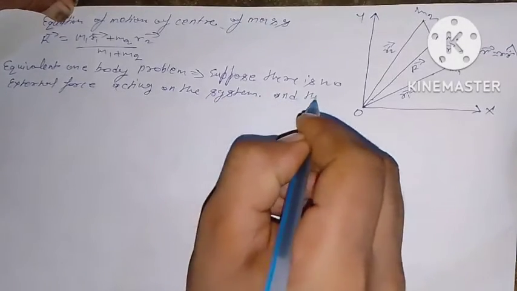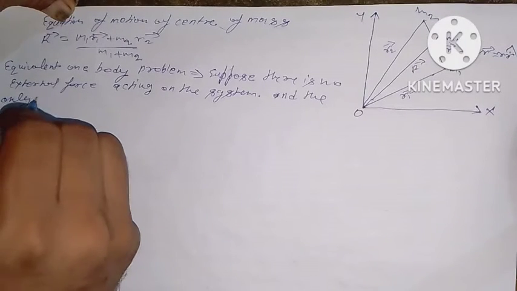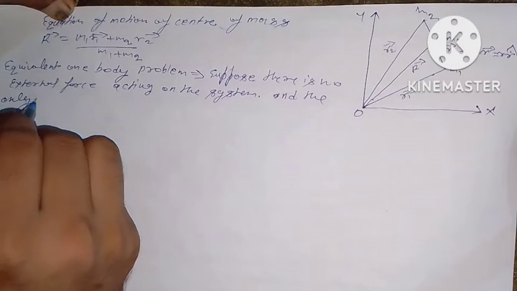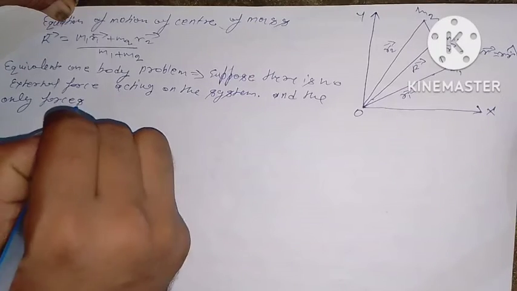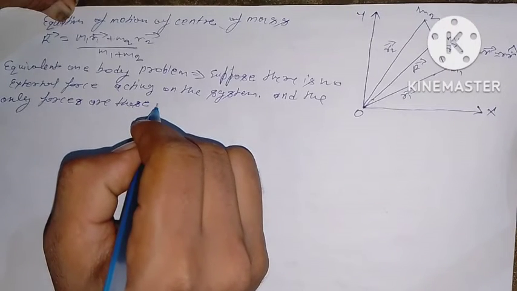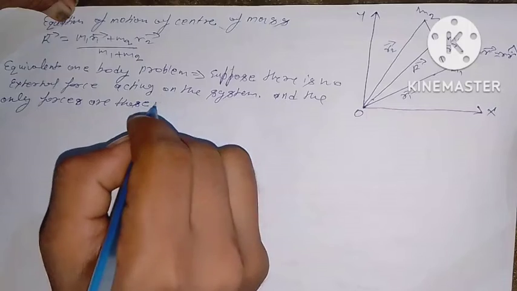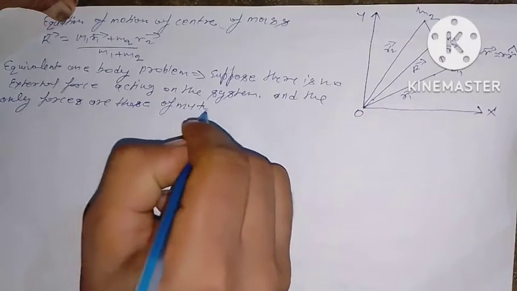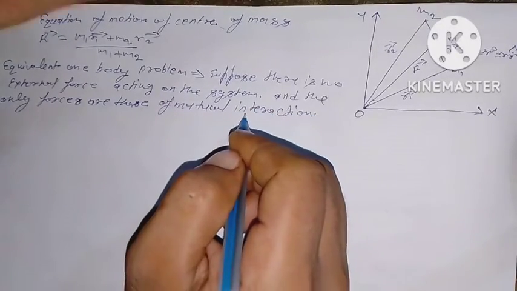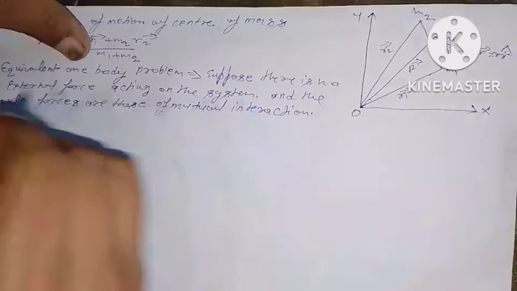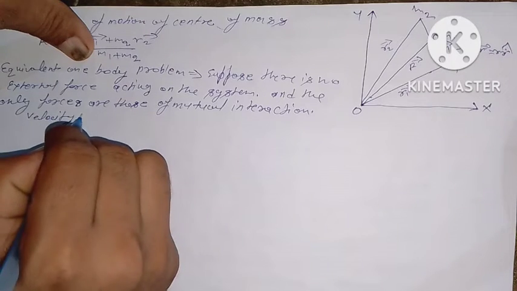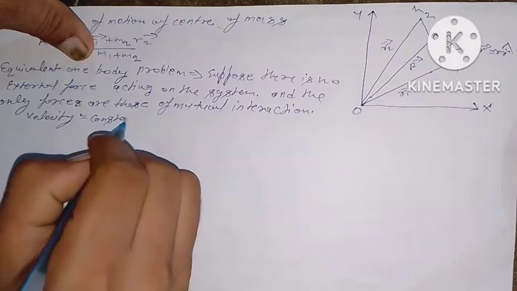Suppose there is no external force acting on the system and the only forces are those of mutual interaction. Then the velocity of the center of mass is constant.